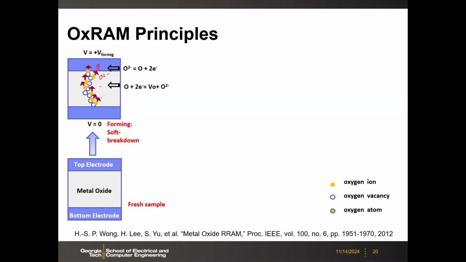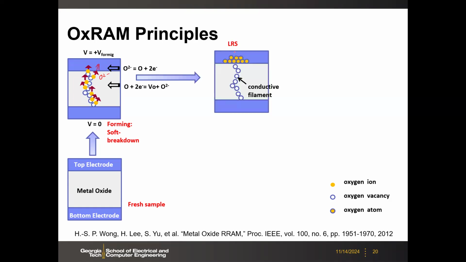So then what is left here after the forming process? Then you have this conductive filament with the oxygen vacancy, like a circle. So this is like an electron hole pair, right? You get the electron there, then you leave a hole. Here we don't call it a hole, we call it a vacancy, oxygen vacancy, okay?